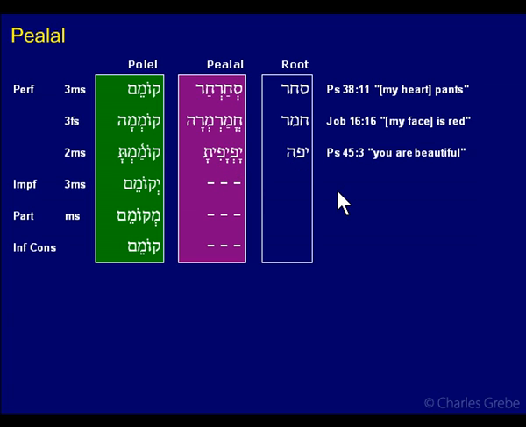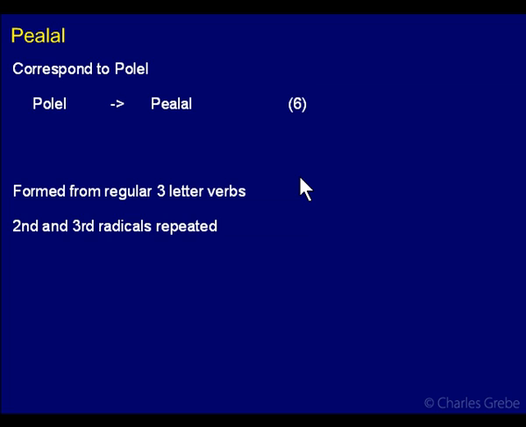Okay? So, the important thing here is that we have roots that have three different letters, and it's the second and the third that reduplicate. And there's tons of these, right? Well, not exactly. There's 6. So, this is probably not a paradigm you're going to spend too much time memorizing. It's not efficient to memorize things that don't occur very much. But it's good to know it's there.